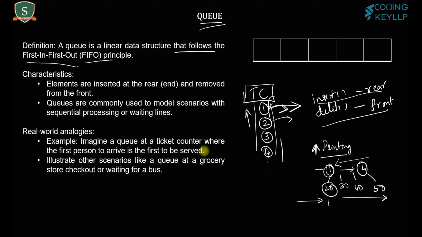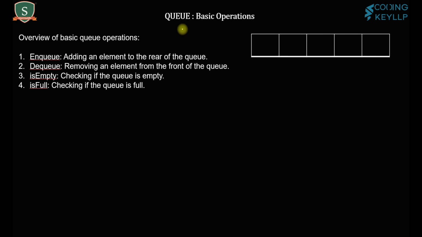This can be implemented by using arrays or linked lists. Today we are going to see how to implement queues by using arrays. Now let us see the basic operations of a queue. Let us consider this array. This array is of size 5 with the indexes 0, 1, 2, 3 and 4.